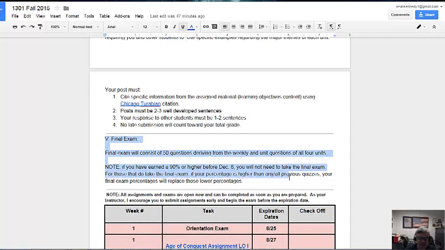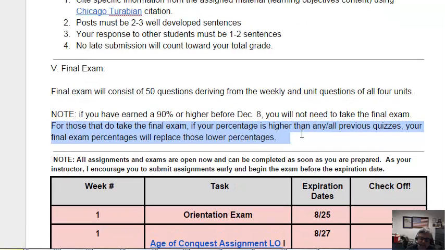The one thing I want to say about the final exam here, take note of this. If you have earned a 90% or higher before December 8th at the end of the semester, you will not need to take the final exam. Keep that in mind. And for those that do take the final exam, if your percentage is higher than any or all previous quizzes, weekly and units, your final exam percentage will replace those lower percentages, because they're basically coming from the same test bank.